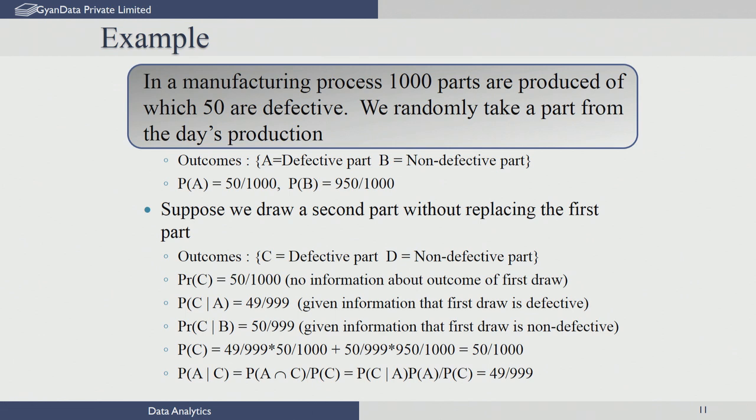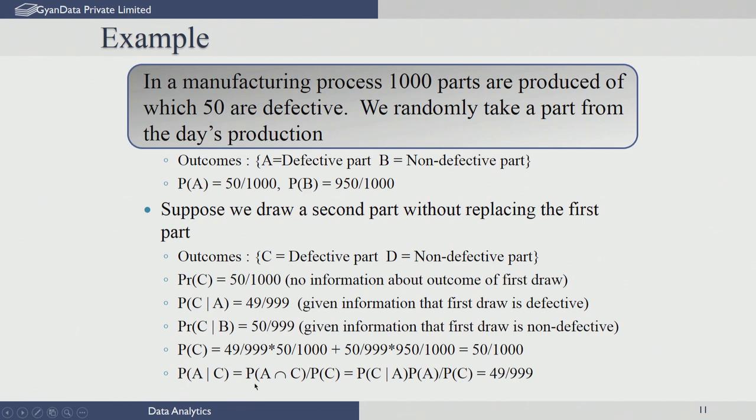That is, if you do not give me any information about what has happened in the first pick, whether you replace the part or whether you do not replace the part, the probability of picking a defective part in the second round is 50 by 1000. Non obvious, but it is the same. If you do not give me any information about the first pick, it does not matter whether you replace the part or not, your ability to predict still remains the same, 50 by 1000. On the other hand, clearly if you give me some information, I am able to change the probability, either it decreases or increases depending on what was the outcome of the first pick.